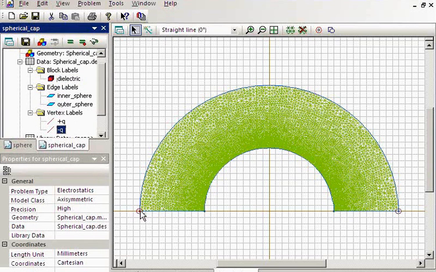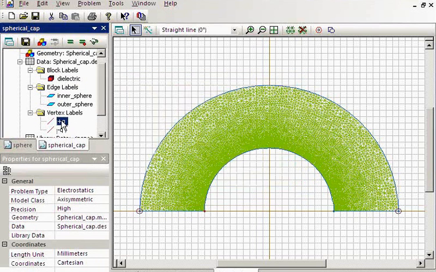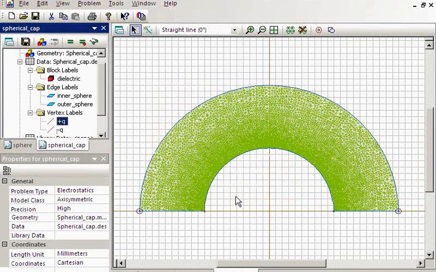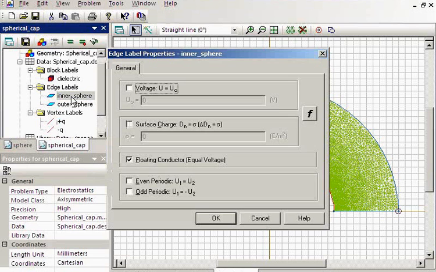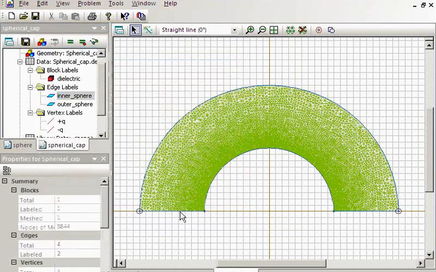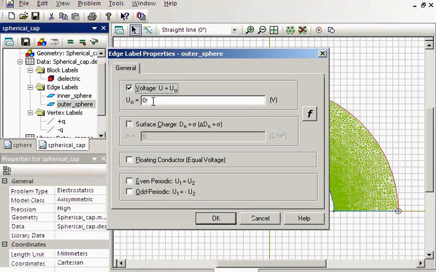I put negative charge on the outer sphere and positive charge at the inner sphere. The sphere is a floating conductor with unknown potential. And I decide to put the reference point at the outer sphere. I can choose any point, so I have chosen the outer sphere as a reference point. I set 0 potential at the outer sphere.